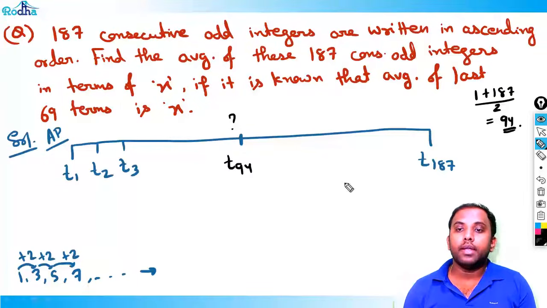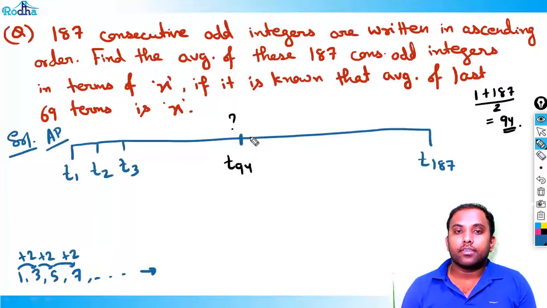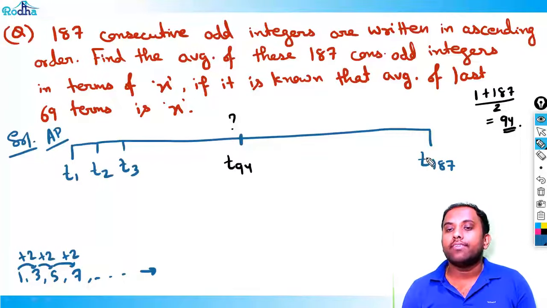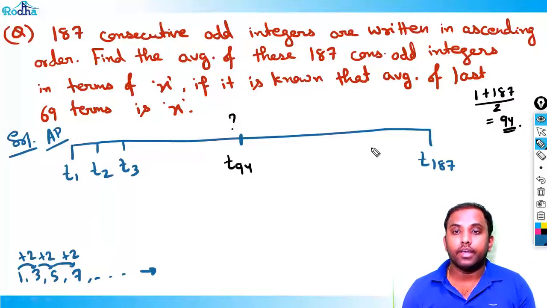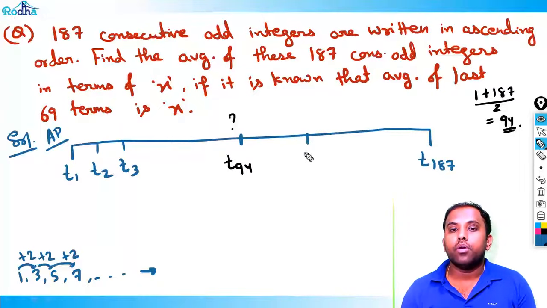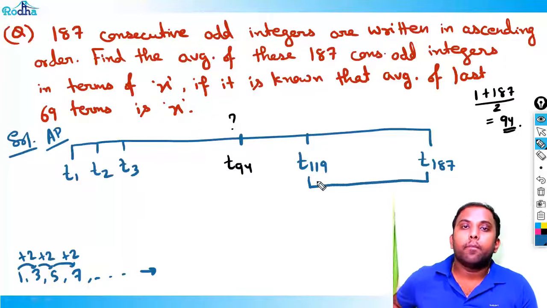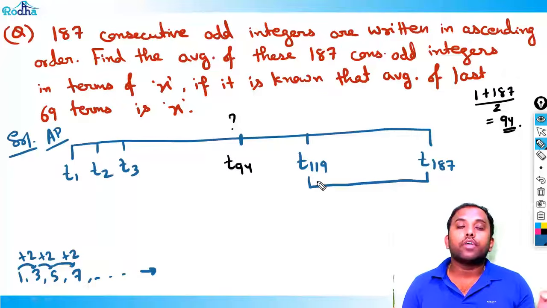Now come to the second part. You have to find this average, that is T94, in terms of x. Now what is x? x is the average of the last 69 terms in the same series. So 187 minus 69 is 118. So I'll start from 119. Don't start from 118.